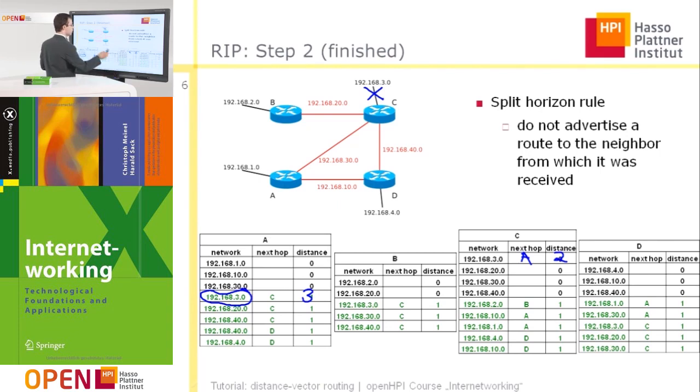However, if routers will not advertise a route to the neighbor from which it was received, then after router C removes this route from its routing table, and router A is not allowed to send the update back to router C, from which it was received, router C will not install this incorrect route back into its routing table, and router A will later remove the route to this network as soon as no information is received from router C about this network.